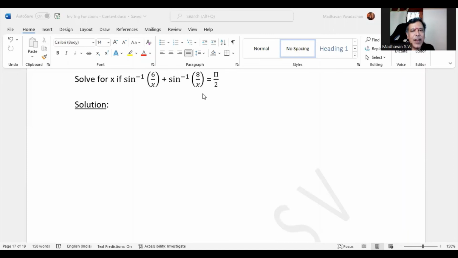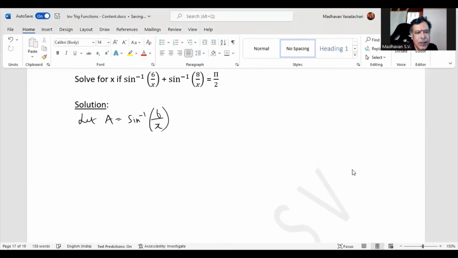plus sine inverse of 8 by x is equal to pi by 2. So again, let us consider A equal to sine inverse of 6 by x, which means sine A is 6 by x. Similarly, let B equal to sine inverse of 8 by x, which means sine B is equal to 8 by x.